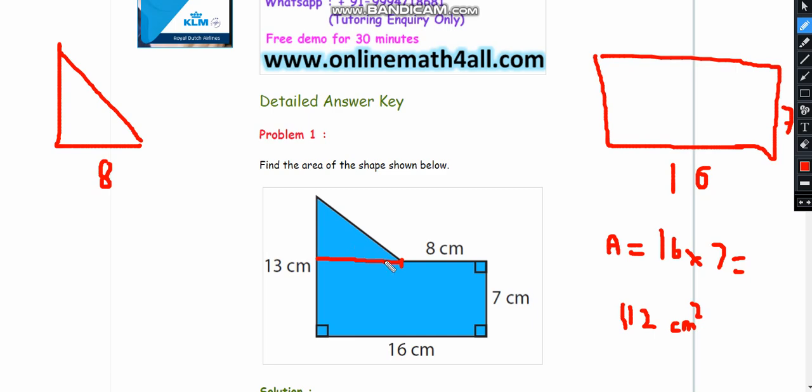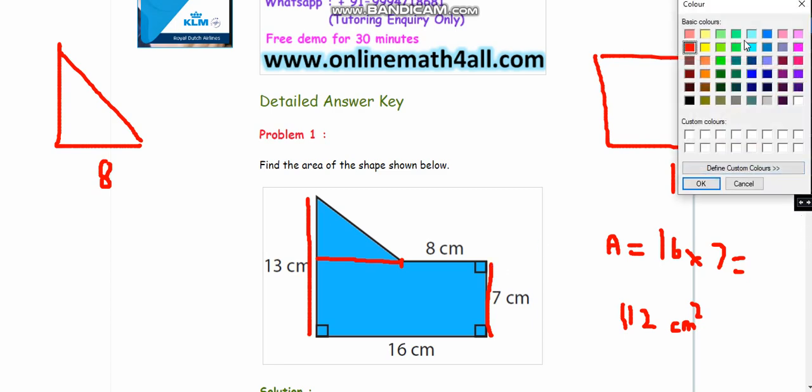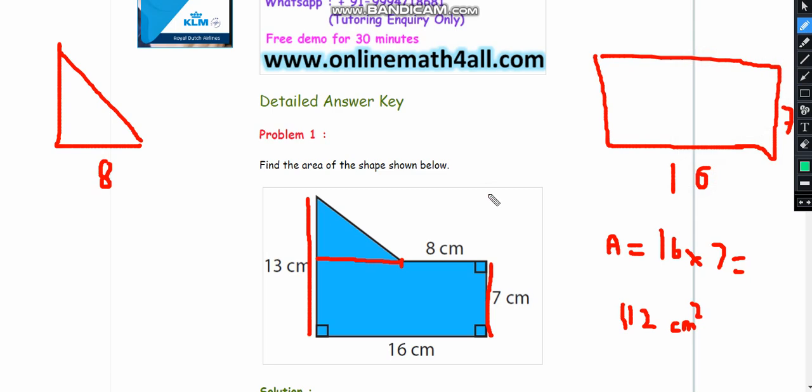Okay, sorry about the noise. We know that the total length of this height is 13, and we know the length of this side here is 7. So if I get a different color, what is the height of this extra bit then? If that's 13 and that height's 7, then we're going to need 6 centimeters here to make up the height of the triangle.